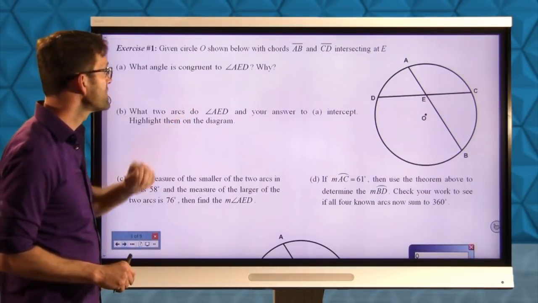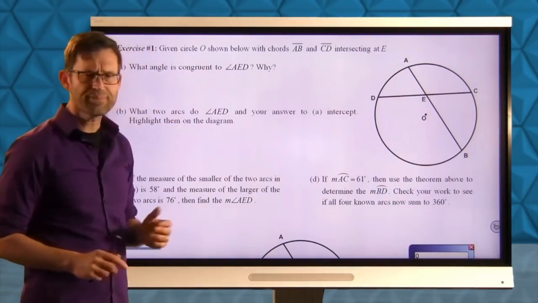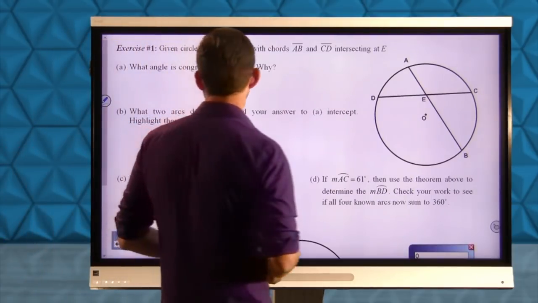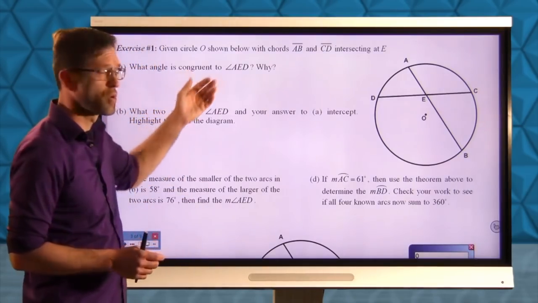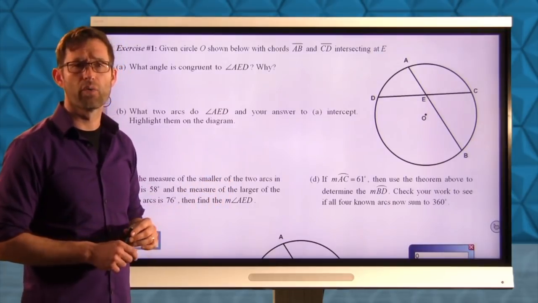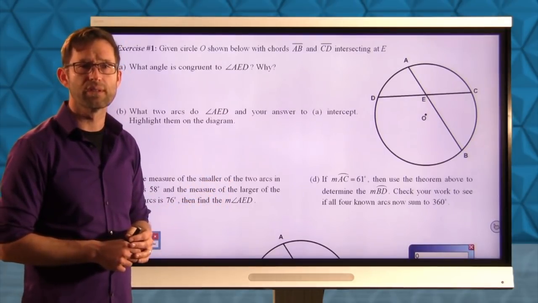Okay, let's take a look at this particular problem. All right, here we go. Exercise number 1. Given circle O shown below with chords AB and CD intersecting at E, what angle is congruent to AED and why? So what angle in this picture is congruent to AED? Pause the video now and write it down and explain why. This should be pretty easy.